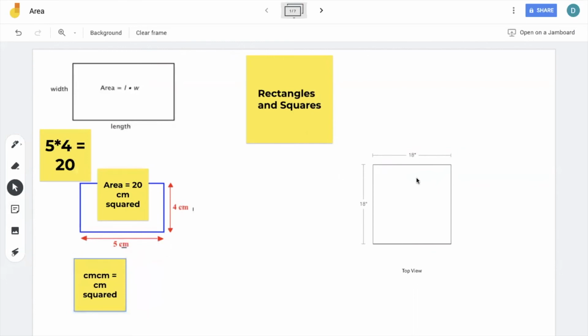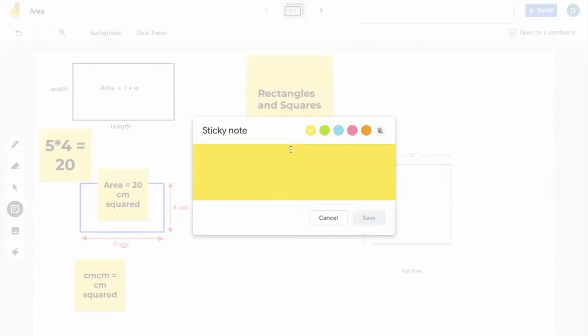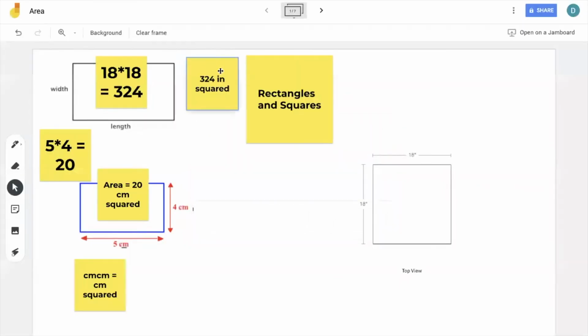Speaking of square, let's look at this square. 18 is the side length and the width. So we'll multiply 18 times 18, which equals 324. I had to use my calculator because I don't know that off the top of my head. So that means it is 324 inches squared. And this can work with any unit. You can make any unit squared.